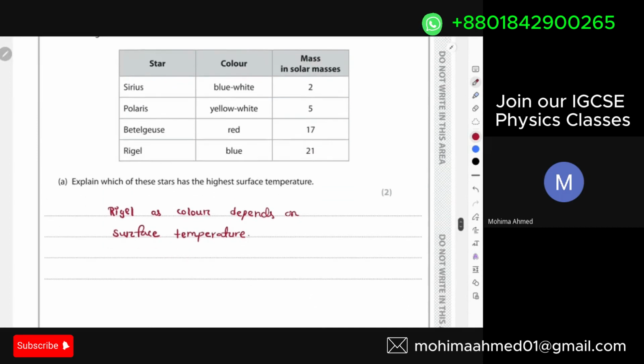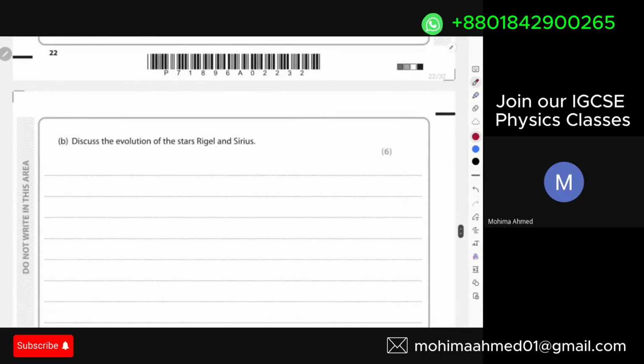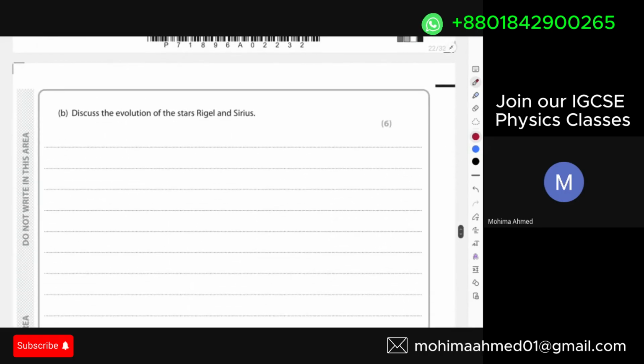Now, if we move to the next one: discuss the evolutions of the stars Regal and Sirius. This is a repeated question. You can memorize the definitions for this type of question. For the evolutions of Regal and Sirius, you have to say that both stars begin in a nebula, both were protostars, and both are main sequence stars. These are the similarities.